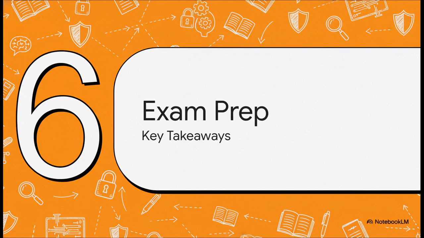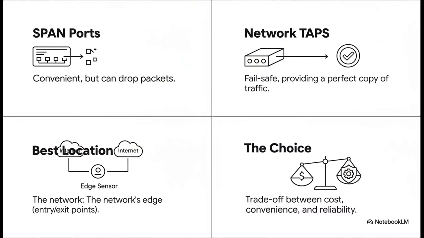Wow, we have covered a ton of ground. So let's slow down for a second and just lock in the most important things you need to take away from all this. Okay, if you remember nothing else, remember these 4 things. 1. Span ports are awesome because they're easy, but they are totally unreliable when the network gets slammed. 2. Network taps are the fail-safe gold standard option if you need a perfect copy of your data. 3. The smartest place to put your monitoring gear is right at the edge of your network. And 4. The whole decision really comes down to that classic balancing act between cost, convenience, and how much risk you're willing to live with.